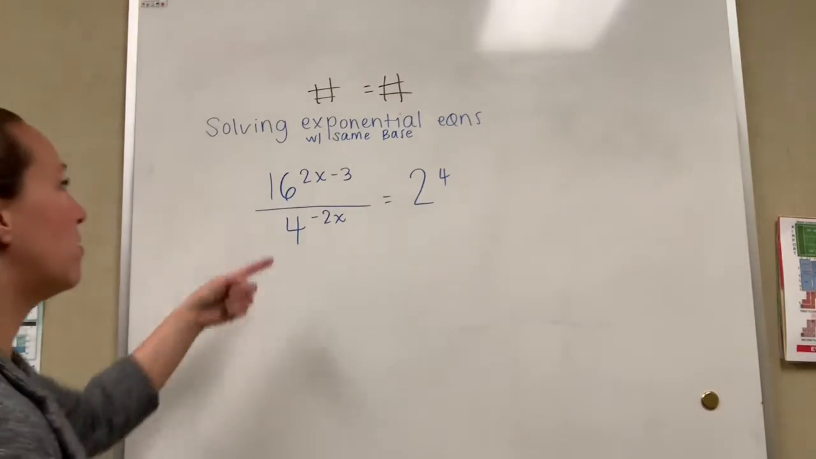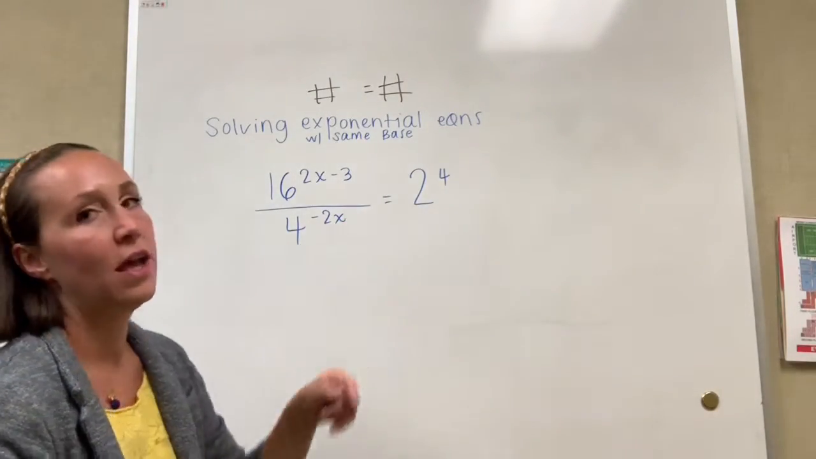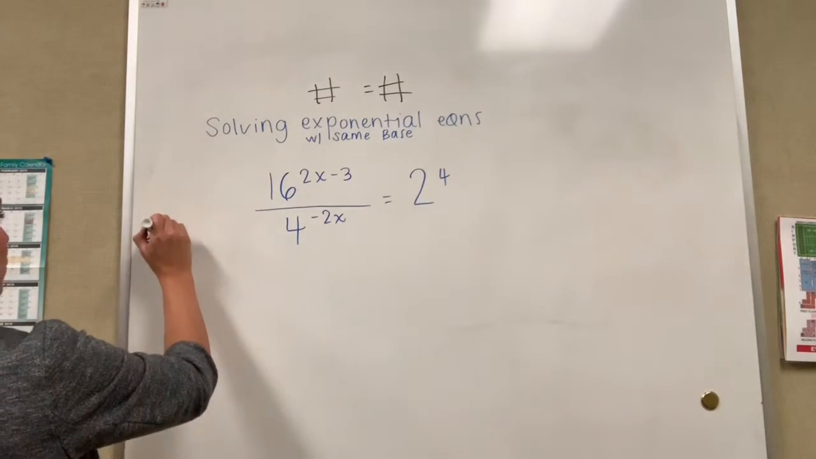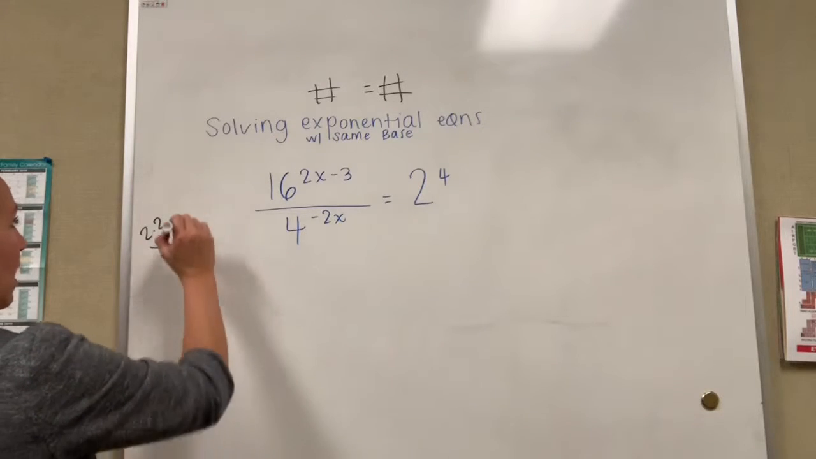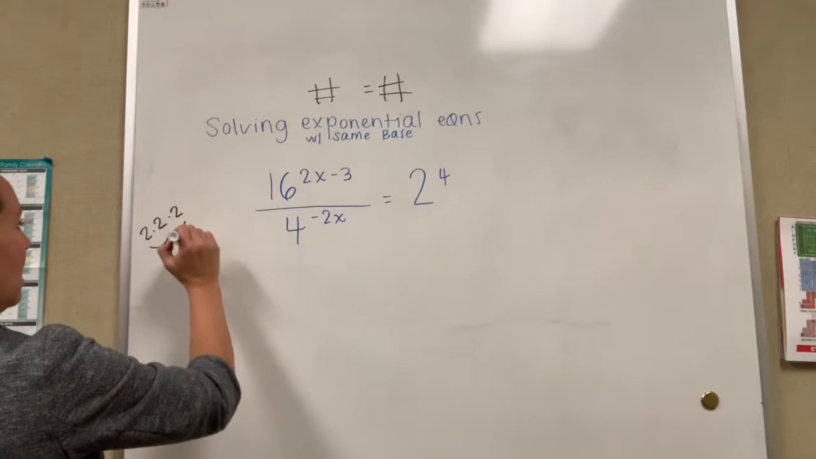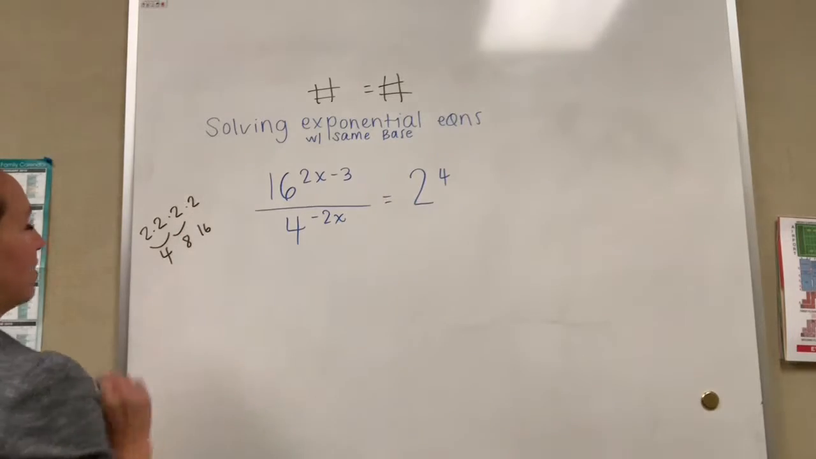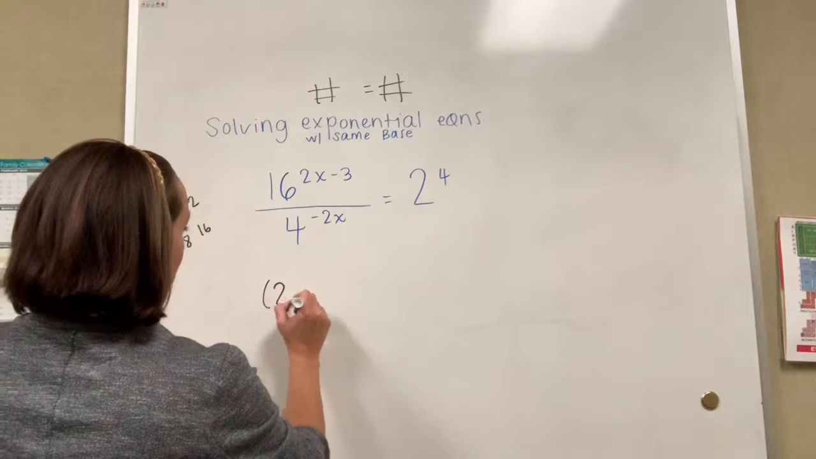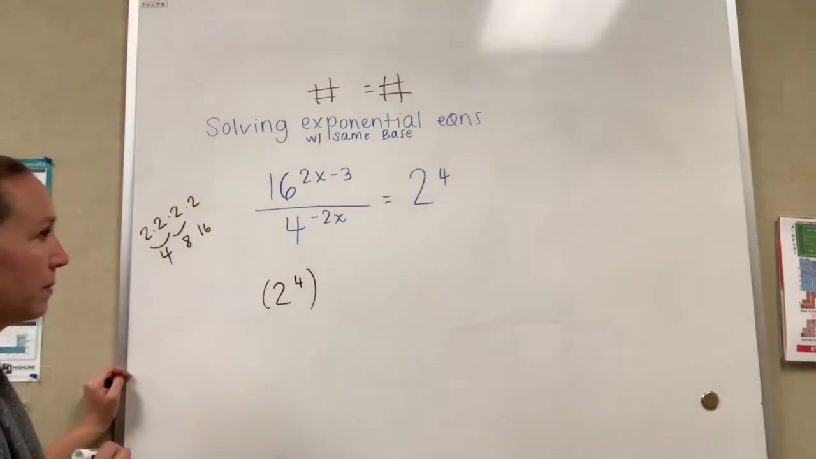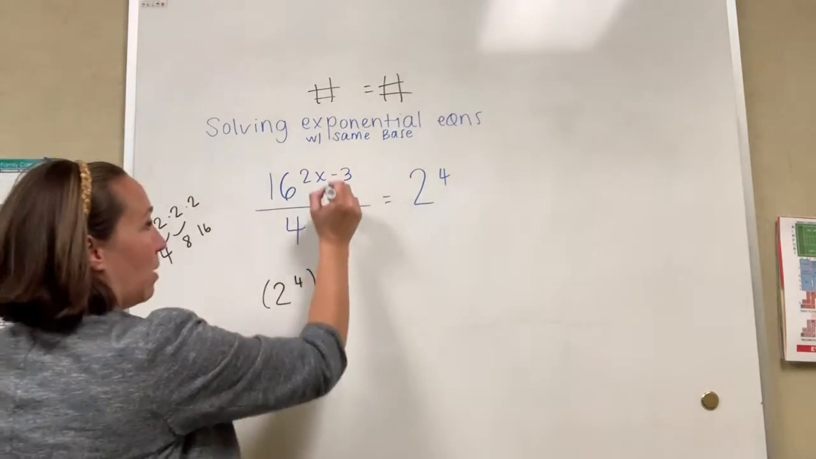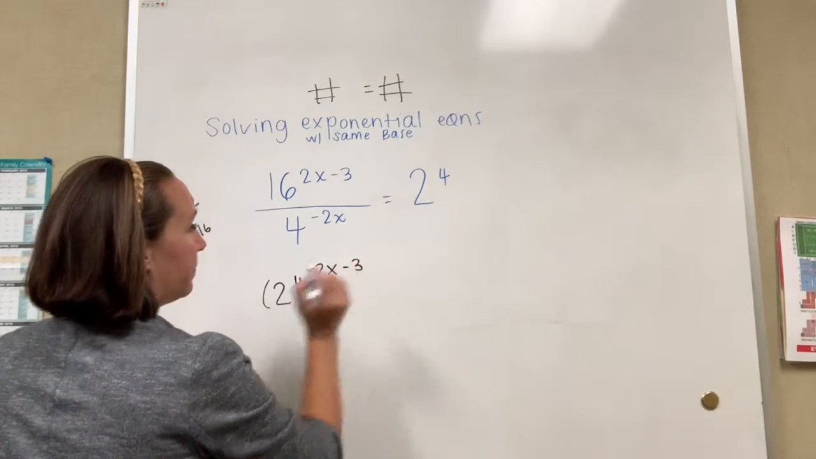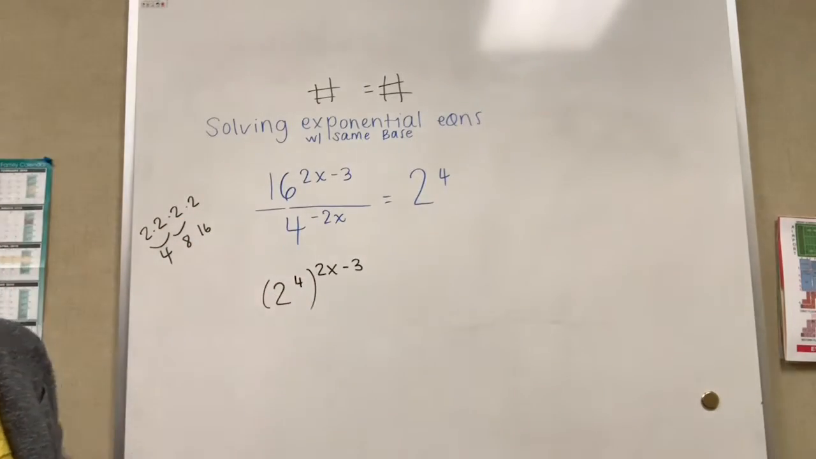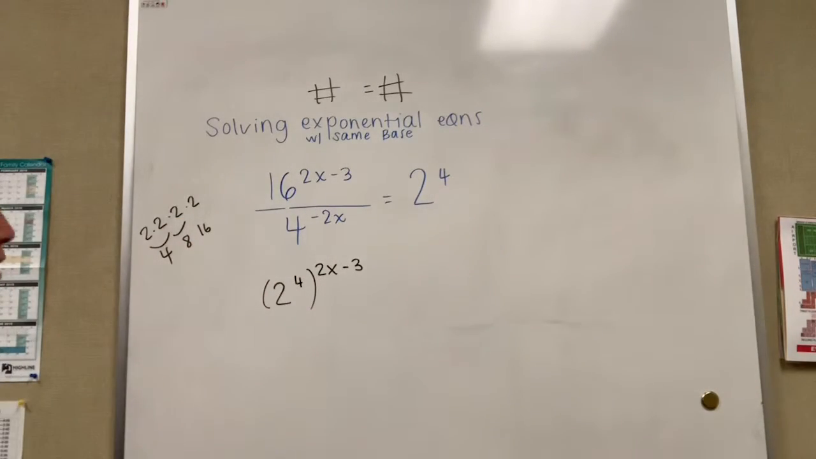So what I noticed about the numbers 16, 4, and 2 is those are all powers of 2 in disguise. I know that 2 times 2 is 4, times another 2 would give me 8, and times another 2 would give me 16. So I could rewrite this 16 right here as 2 to the 4th power. I'm not changing the meaning, I'm changing the form.